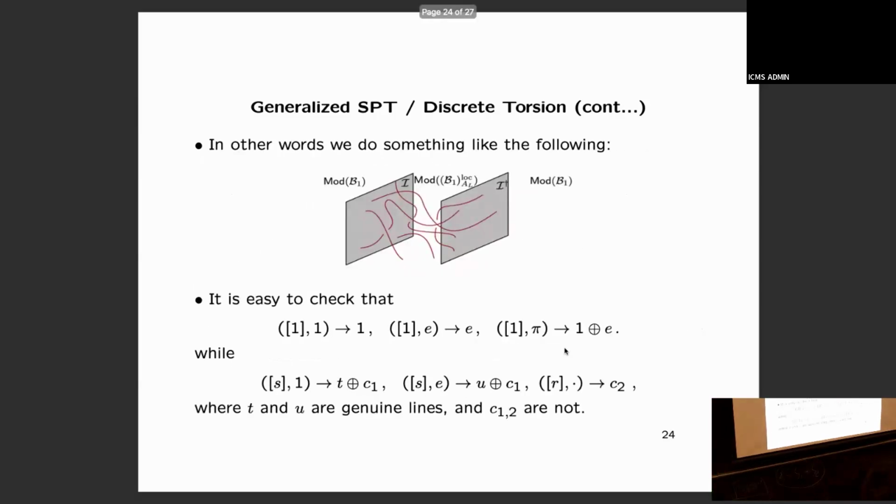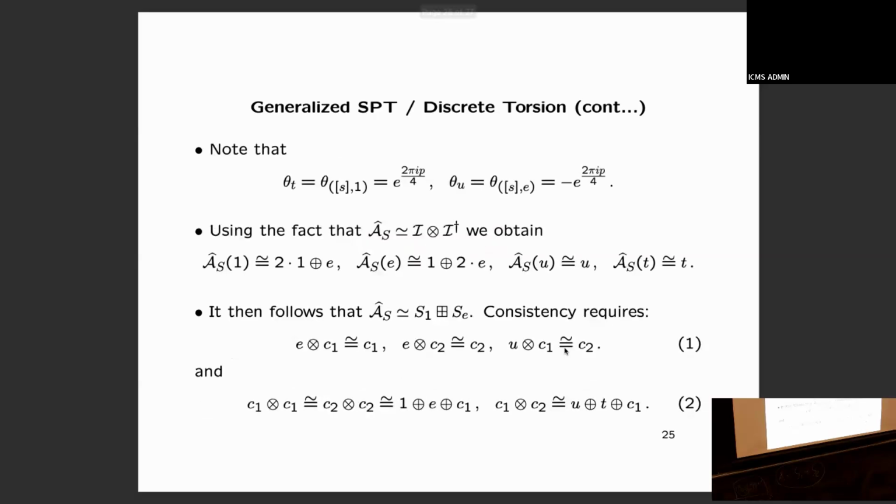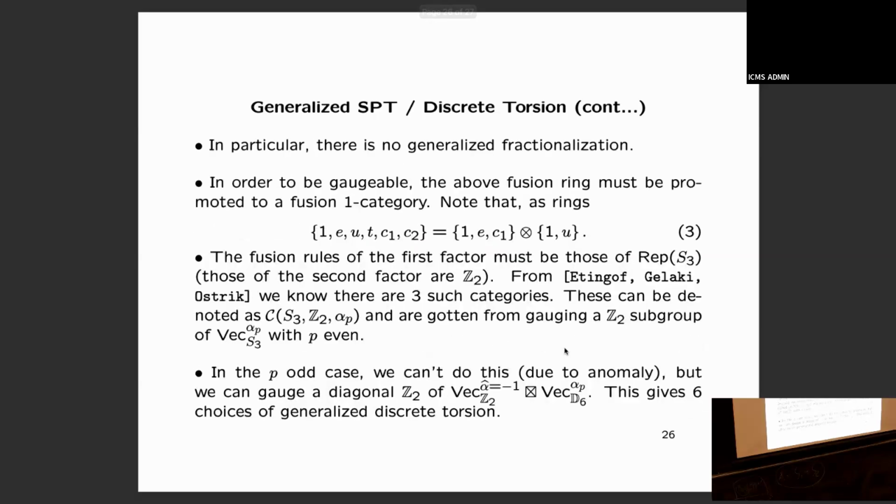Okay. So I was going to give you some more details about it, but I think I'm running low on time, so I'll skip those details. That's essentially the summary. This is the thing that you gauge, this case here. Yeah, so that's essentially the summary.